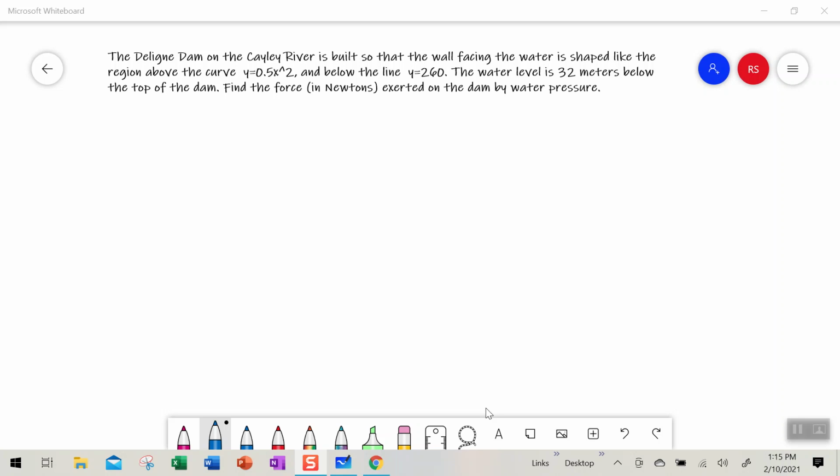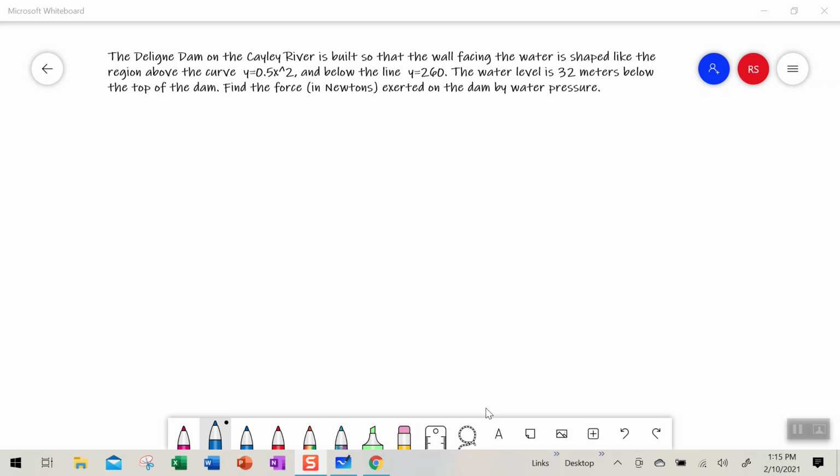is shaped like the region above the curve y equals 1/2 x squared, and below the line y equals 260. The water level is 32 meters below the top of the dam. Find the force in newtons exerted on the dam by water pressure.